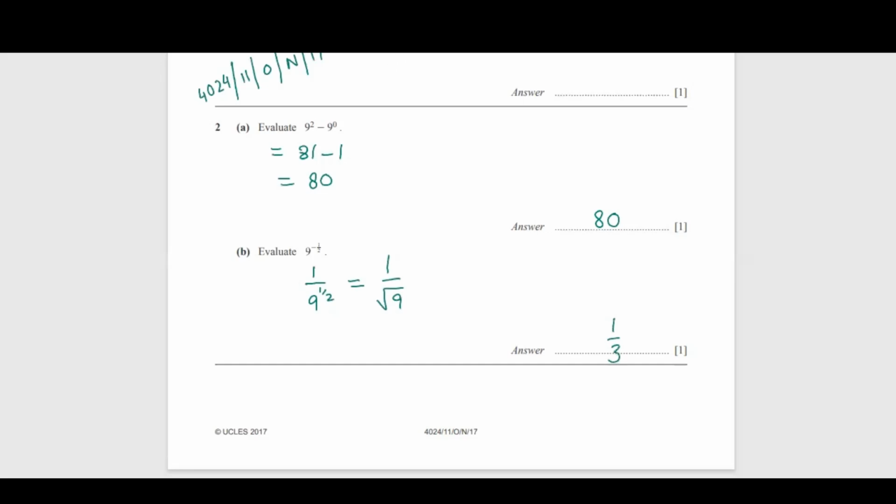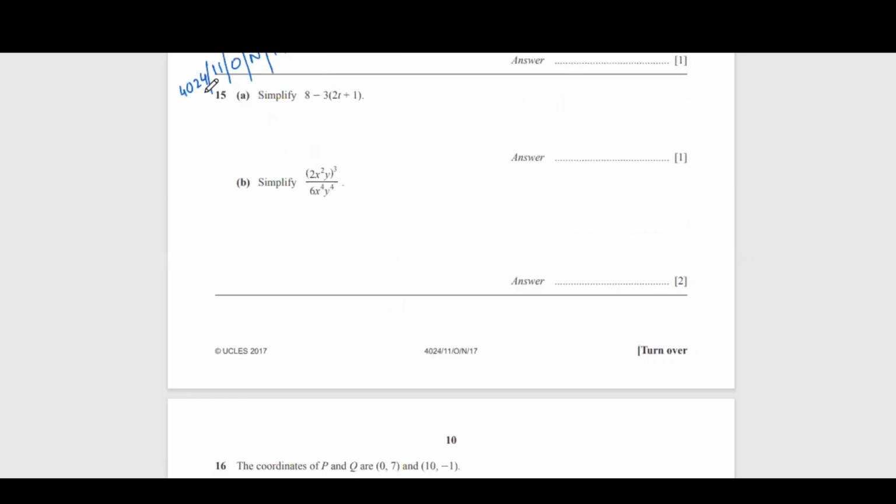The next year is 4024 paper 1 variant 1 October November 2017. Okay, in the part A, this is simplify from the topic algebra. So 8 minus 3 to the 6, minus 3. Now 8 minus 3 is 5, minus 6. This is your answer, 5 minus 6.